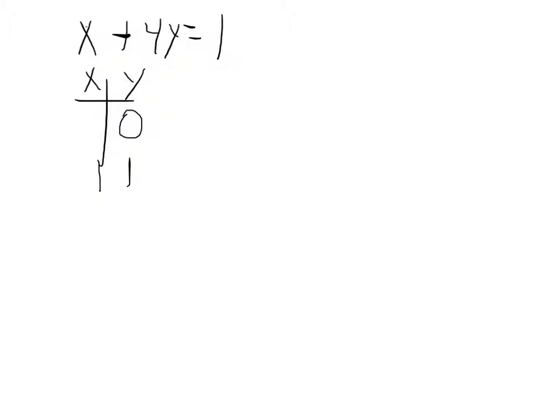So if I put 0 in, it'd be x plus 4 times 0 equals 1, or I'd have x equal 1. So one solution to this equation would be x is 1 and y is 0.